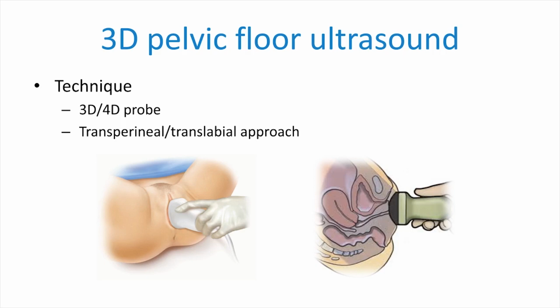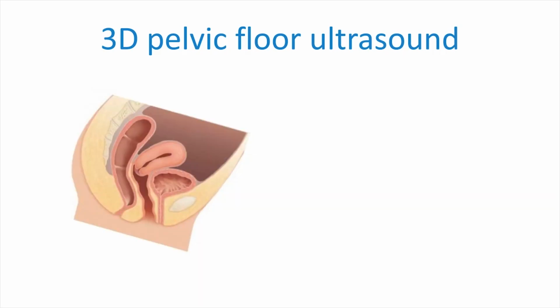This is the way it's done. It's done with a transperineal, or some people call it a translabial, approach, where the ultrasound probe is rested against the perineum or against the vulva, but it's not an internal scan as such. We use a 3D or 4D probe, and that helps us to reconstruct the images of the pelvic floor, which I'll show you shortly.